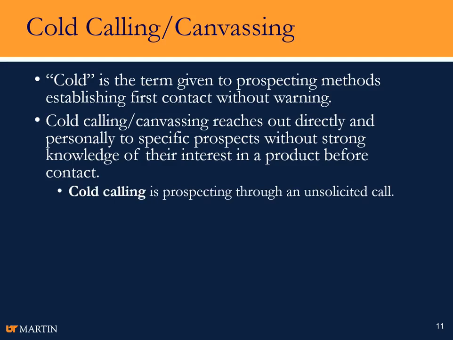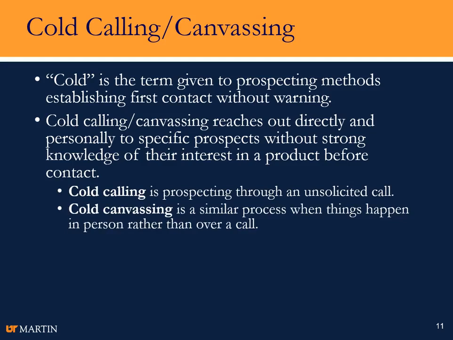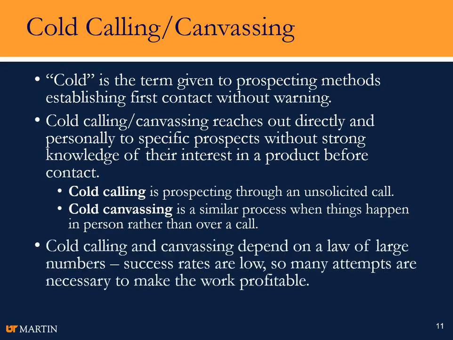So your job is a little bit more work. It's calling and prospecting through an unsolicited call. They don't plan on it. They don't necessarily want it. Cold canvassing, however, is similar, but it's when the prospecting happens in person rather than over a call. So this is when somebody shows up at your door and they're trying to sell you a product. These both depend on a law of large numbers to be profitable, because in order to be successful, you need to make sure you go to a lot of people. You're going to be unsuccessful on most of your cold calls and cold canvassing efforts, so you need to have a lot of them to be successful.